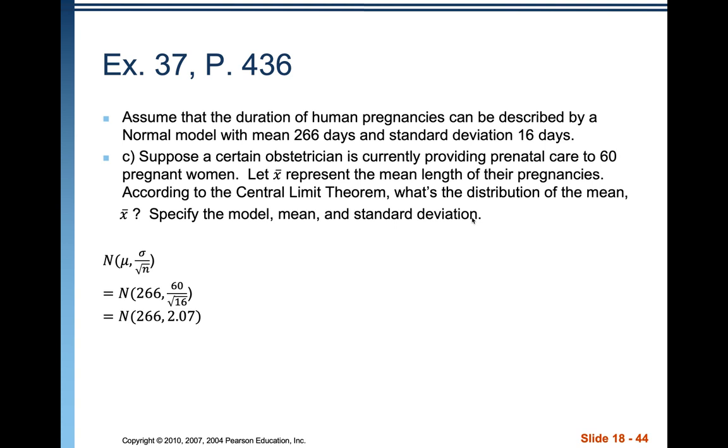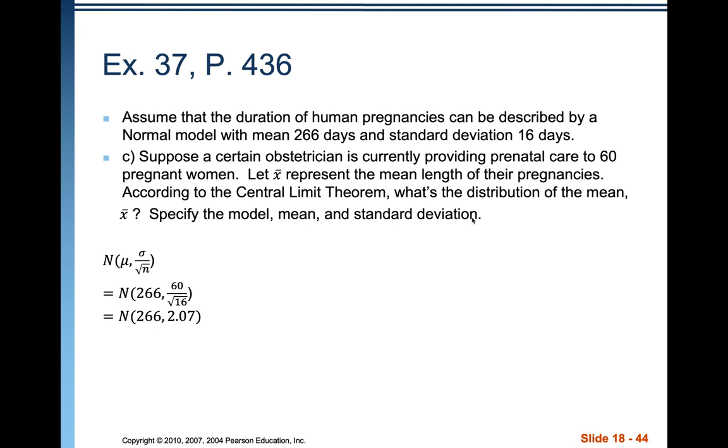Suppose a certain obstetrician is currently providing prenatal care to 60 pregnant women. Let X bar represent the mean length of their pregnancies. According to the central limit theorem, what's the distribution of the mean X bar? Specify the model, mean, and standard deviation. It's going to be approximately normal with a mean, mu, and a standard deviation of the population standard deviation divided by the square root of the sample size. So 266 is the mean. Our standard deviation of our sampling distribution is 60 divided by the square root of 16.